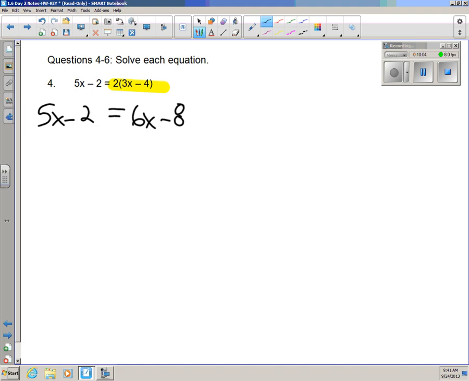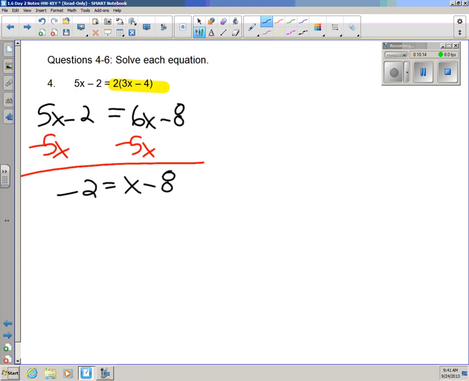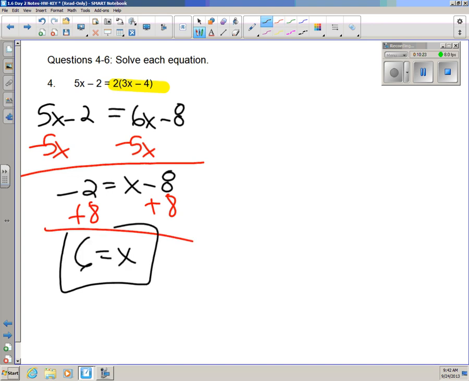I'm going to bring my letters to the right. No particular reason. That's just my choice. Subtract 5x from both sides. Negative 2 equals x minus 8. If my letters go right, my numbers must go left. And the answer comes out to be 6 equals x.